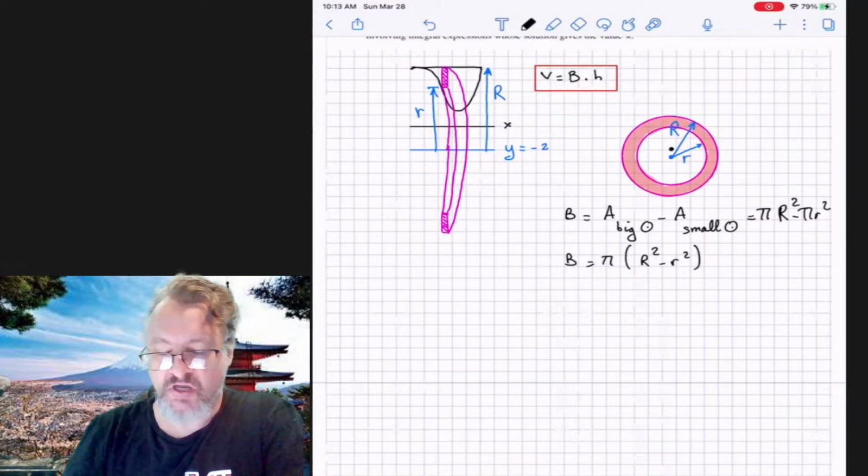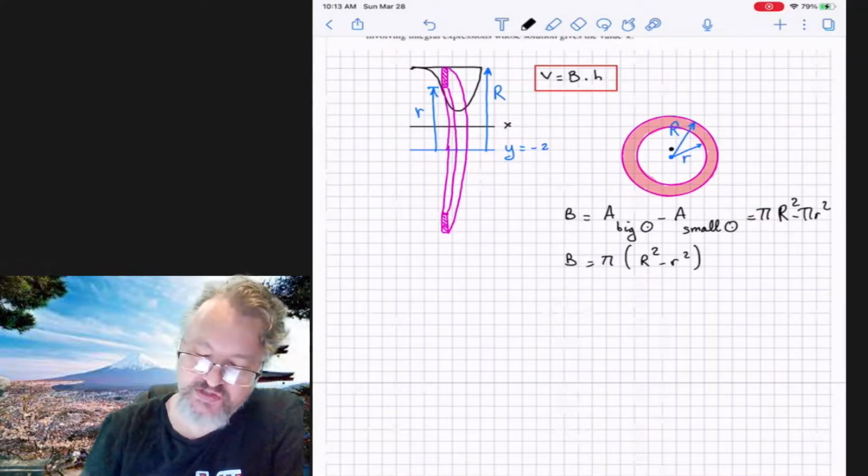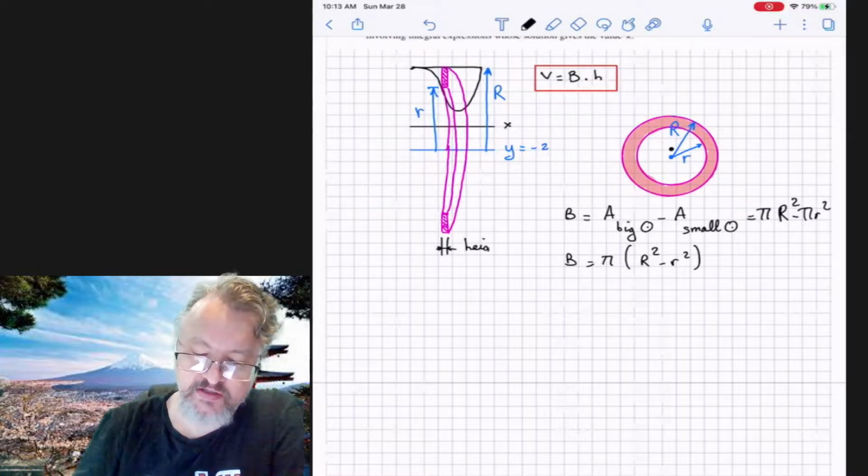And what would be the height of that prism? Well, the height of the prism, if I look at this picture right here, this is going to be the height of the prism right here.